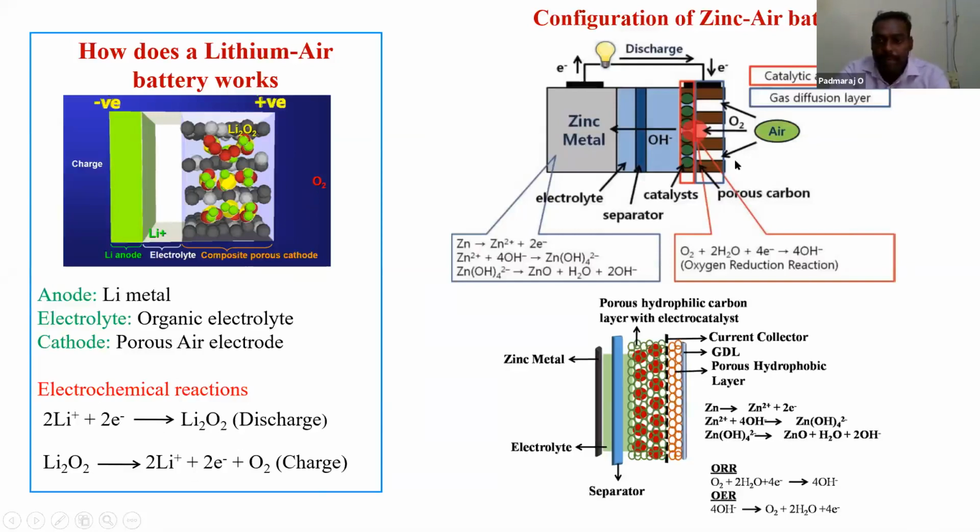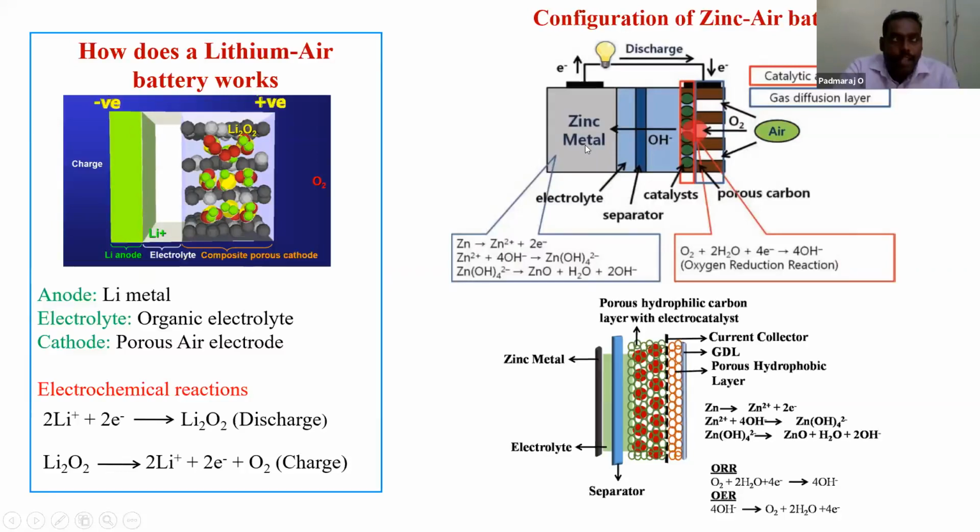Similarly, the zinc-air battery has zinc metal with an aqueous electrolyte solution, and this one is the non-aqueous, because lithium is highly reactive with aqueous, so we can't use aqueous. If we are using aqueous, we have to make a protective layer over the lithium metal. So this is the non-aqueous one, and this is the aqueous one, zinc metal.